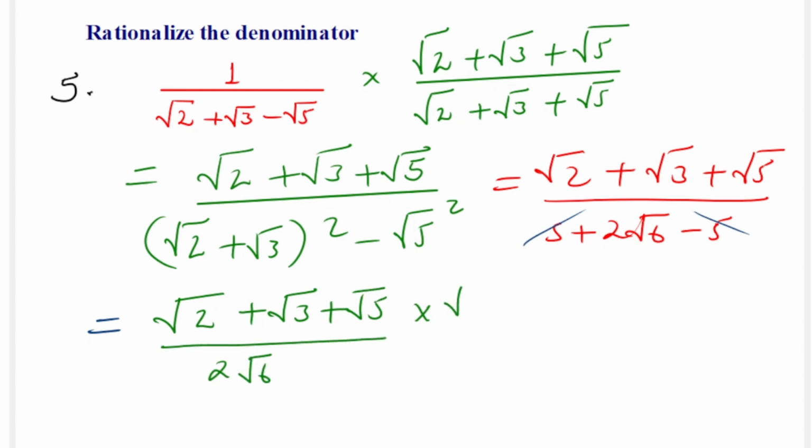We must multiply both numerator and denominator by radical 6. Radical 2 times radical 6, we get radical 12. Radical 3 times radical 6, radical 18.